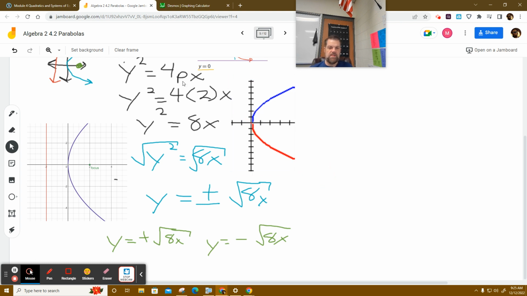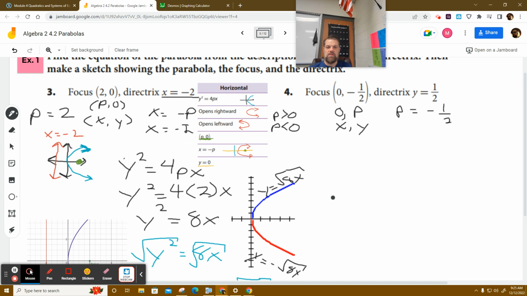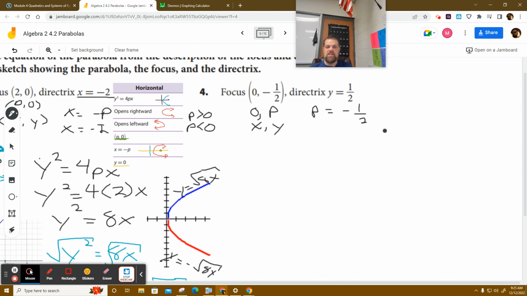And let me label this here. So this right here is going to be the y equals the square root of 8x. And make sure that you kind of put y equals negative square root of 8x. Make sure you get that x under the square root symbol. Okay. And that's it. That's how you graph it on the TI calculator. Okay. Now for number 4, you basically do the same thing.